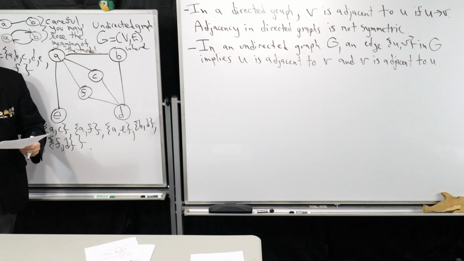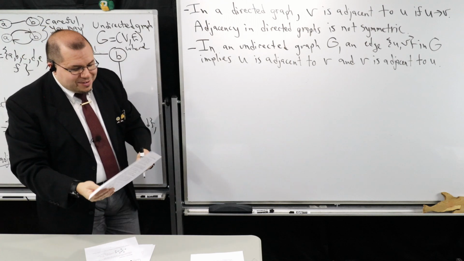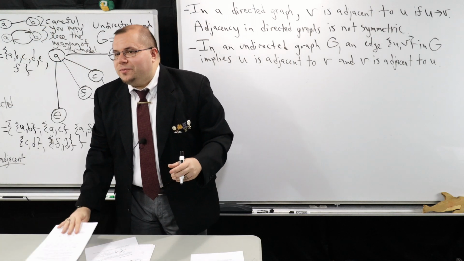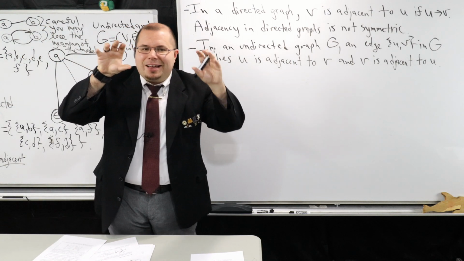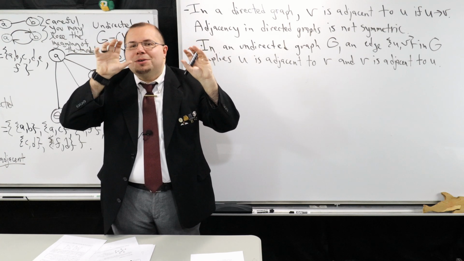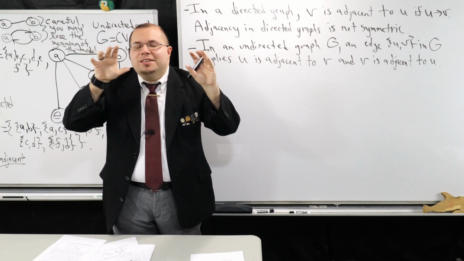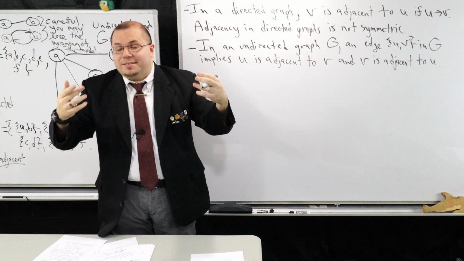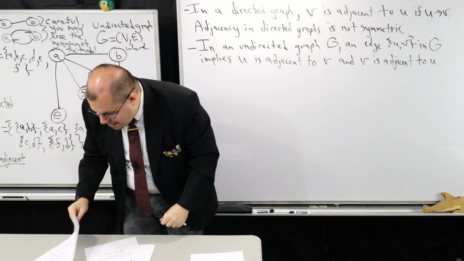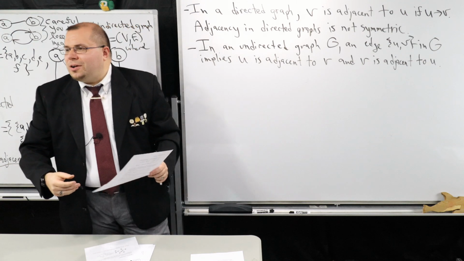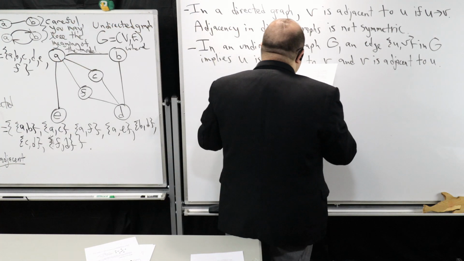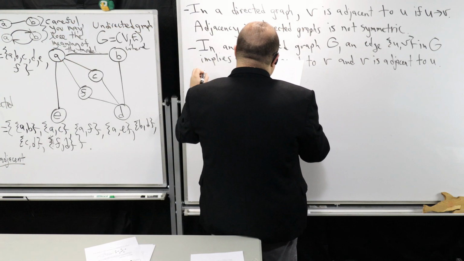Are we okay with the notion of adjacency? This is a way I can talk about it if I want to say, this vertex and that vertex, are they connected by some edge? This is the way I could do it. I could talk about adjacency. Okay, so if we're good with that, let me move on to incidence.